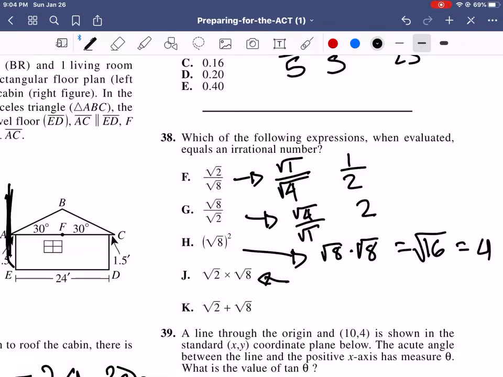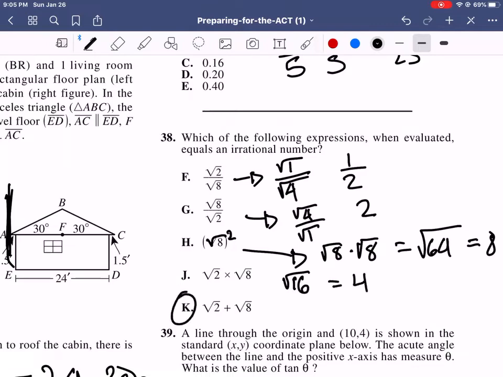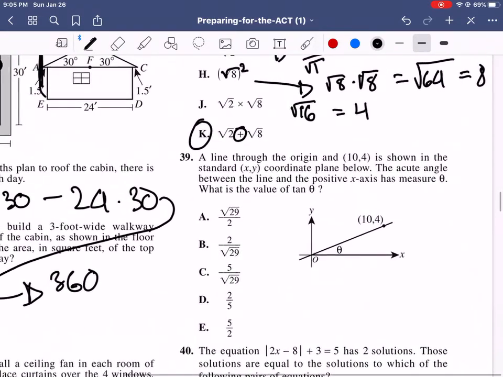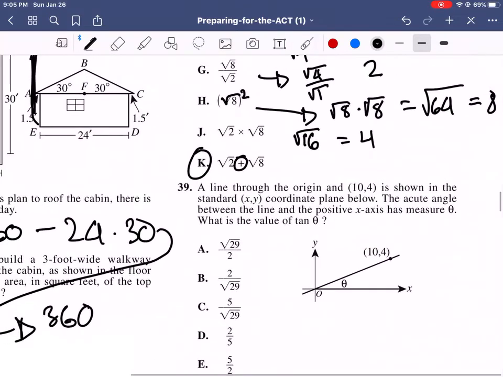Wait, no. 8 times 8 is 64. So that equals 8. So you see how the square root and the power of 2 cancel each other out? That's because they do cancel each other out in reality. That equals 8. 2 times 8 is 16, so square root of 16 equals 4. And this one must be irrational because you're adding them. Can't add square roots.